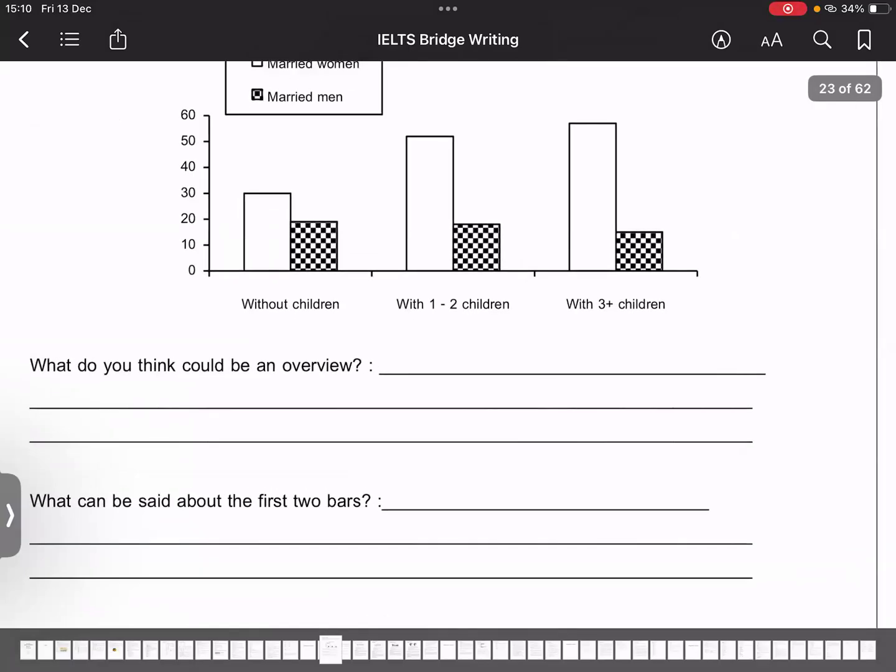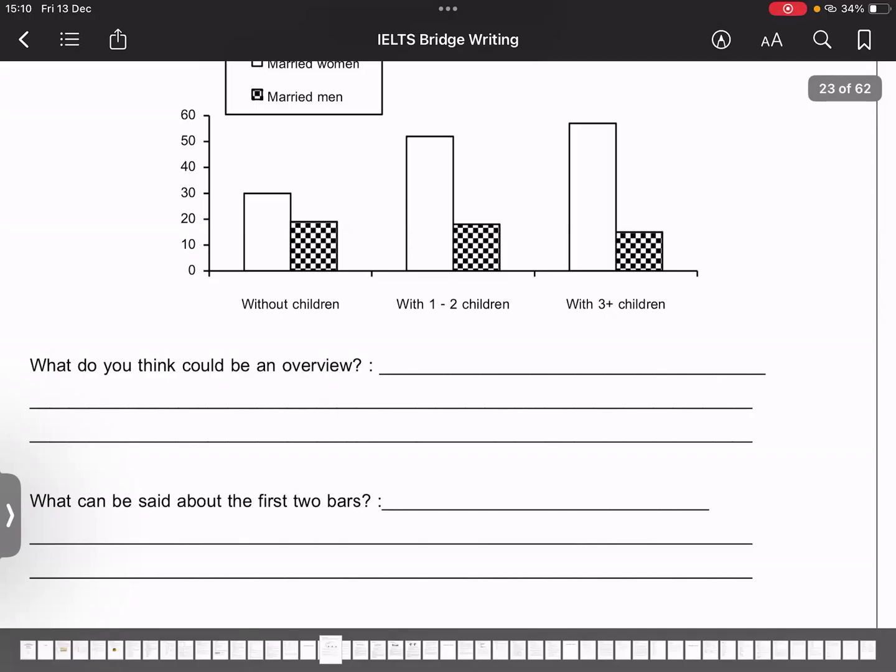Right. So let's answer the first question. What do you think could be an overview? So for an overview, you have to look at it from an overall perspective. Okay, you have to see the pattern. Okay, you have to recognize the pattern. So what pattern do you see here?